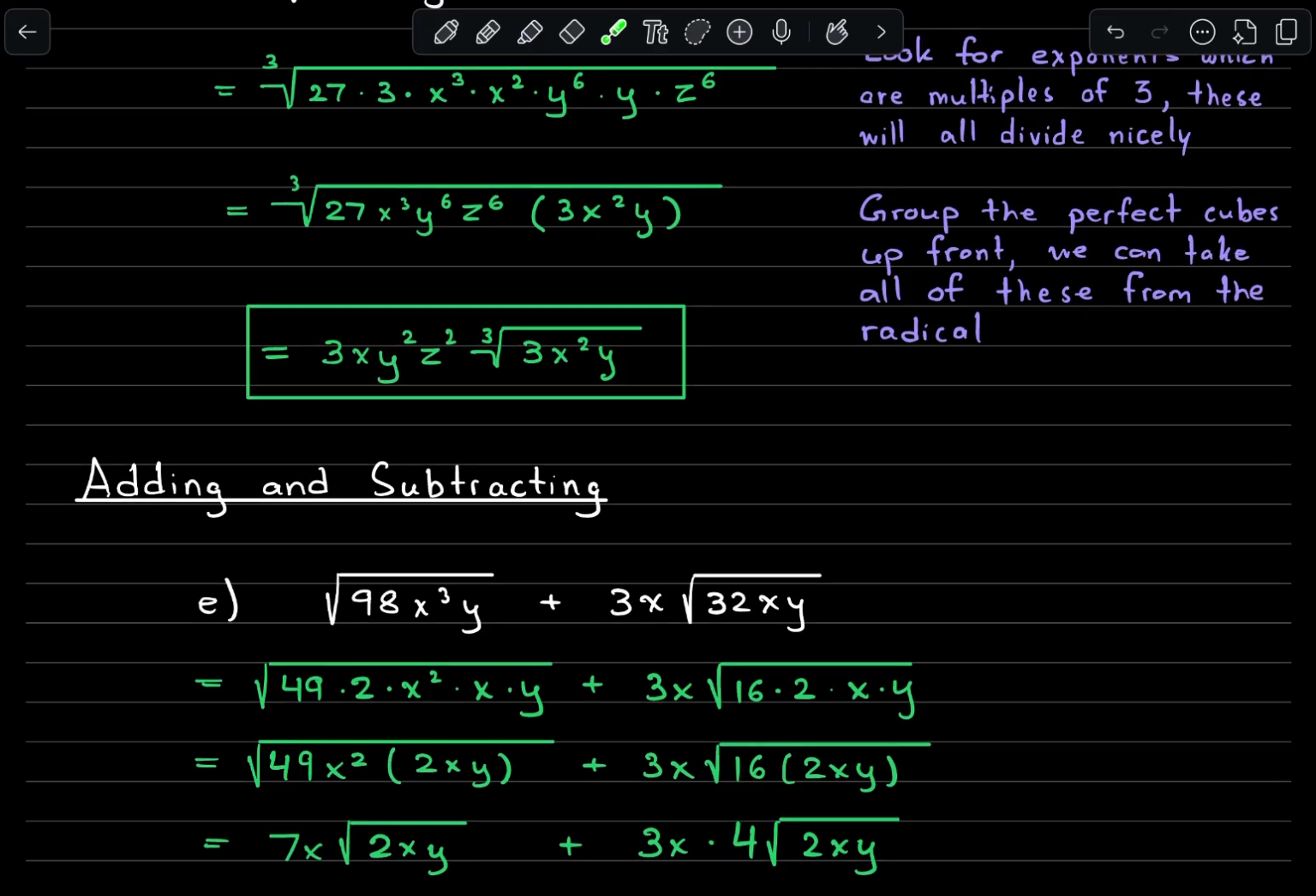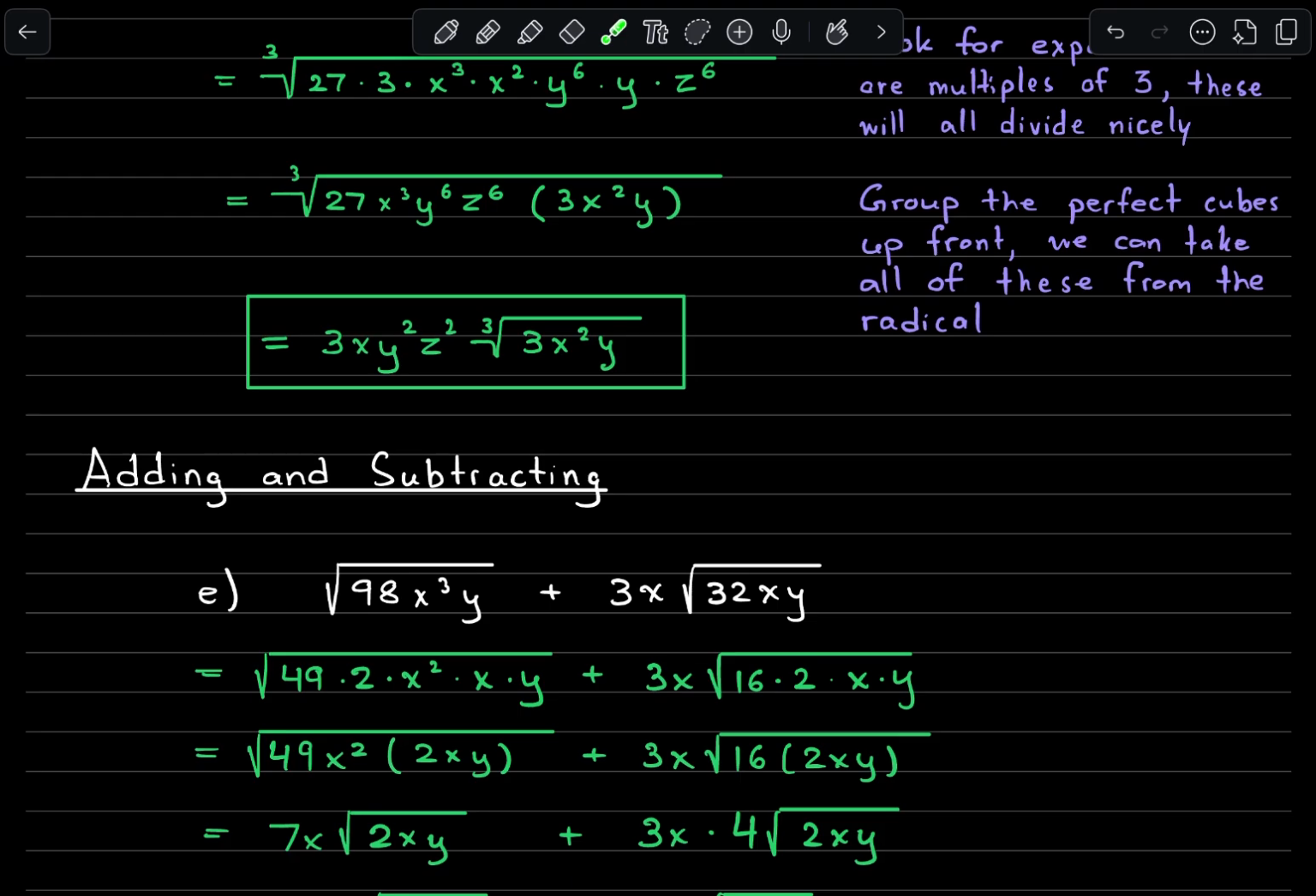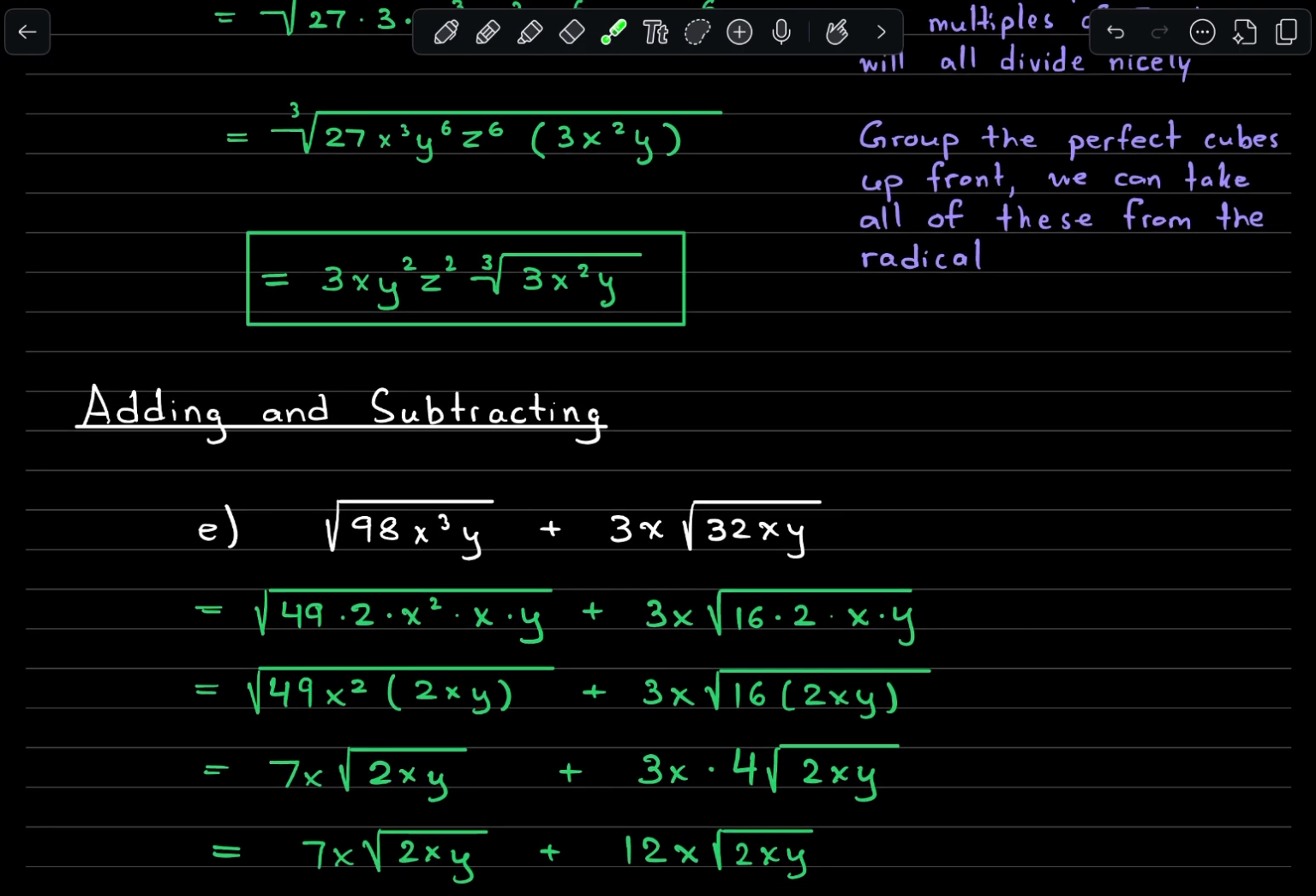Now the nice part, the convenient part, is that underneath these radicals, we have the same thing in both cases. We have the square root of 2xy. So you can just treat this as a common term that we can factor out of everything. Another way you could think about this, we talked about substitution in the last video. If you wanted, you could think of the letter u as the square root of 2xy, and you could think of this as 7xu plus 12xu, and then you could factor out a u from everything. It's the same idea. Okay?